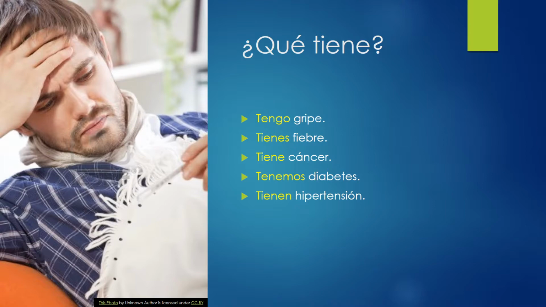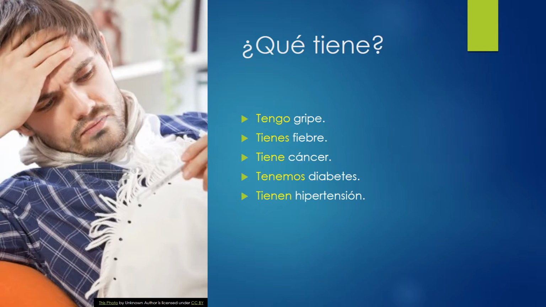So here are a couple of different answers. If it was in the first person, and the person had the flu, you might want to say, tengo gripe. I have the flu. Tienes fiebre means you have a fever. Tiene cáncer, you can guess what that means. Tenemos diabetes, you can guess what that means. Tienen hipertensión. Pretty self-explanatory, but I want you to become familiar with that phrase, ¿qué tiene?